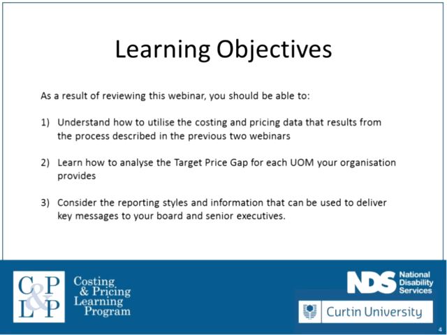Let's have a look at the purpose of this webinar, looking at control in costing and pricing. As a result of reviewing this webinar, you should be able to understand how to utilize the costing and pricing data that results from the processes described in the last 2 webinars particularly. You should be able to learn how to analyze and understand the target price gap, which we have emphasized right the way through the Costing and Pricing Learning Program as the principal area or opportunity for you to control and ensure financial sustainability for your organisation. And finally, we'll just have some comments around reporting styles and information that might be used to deliver key messages to the board, senior executives or others within the organisation, both to control risk but also to inform the organisation about how well the organisation's operating under a new pricing regime.